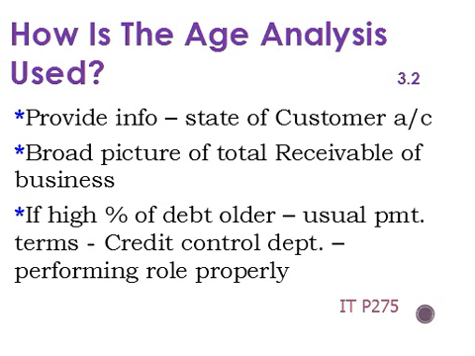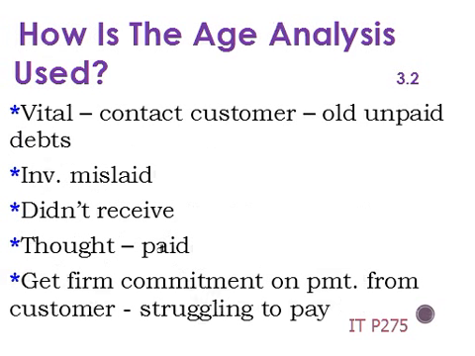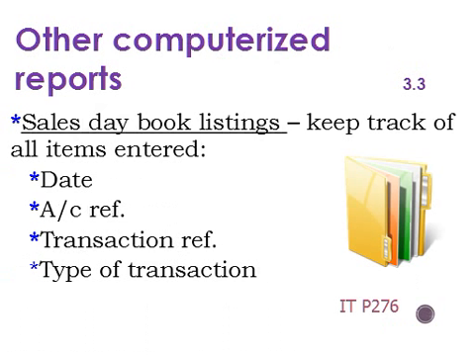If there is a high percentage of debt older than the usual payment terms, a business may need to check if their credit control department is performing its role properly. It is vital that customers with old unpaid debts are contacted. The invoice may have been mislaid. The customer didn't receive the invoice. The customer thought they paid it. If the customer is battling to make payment, then get a firm commitment from them on when payment will be received.